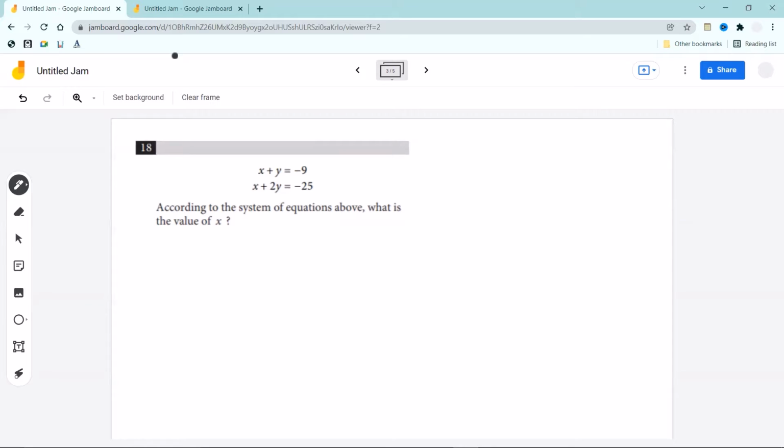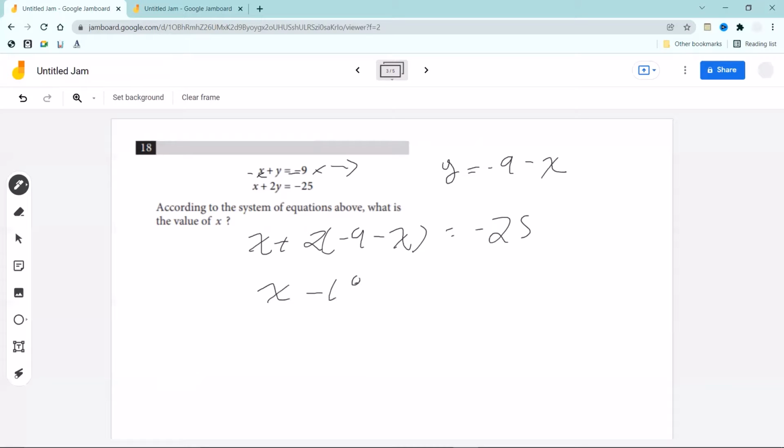So that means isolating y. Let's isolate y from this equation by subtracting x from both sides. Minus x. So that means y is equal to negative 9 minus x. And since we know what y is, we can plug y into this equation. We'll get x plus 2 times negative 9 minus x is equal to negative 25. So we'll get x minus 18 minus 2x is equal to negative 25. That means that negative x, we'll add 18 to this side, plus 18, is equal to negative 7. And that means that x is, in fact, equal to 7.